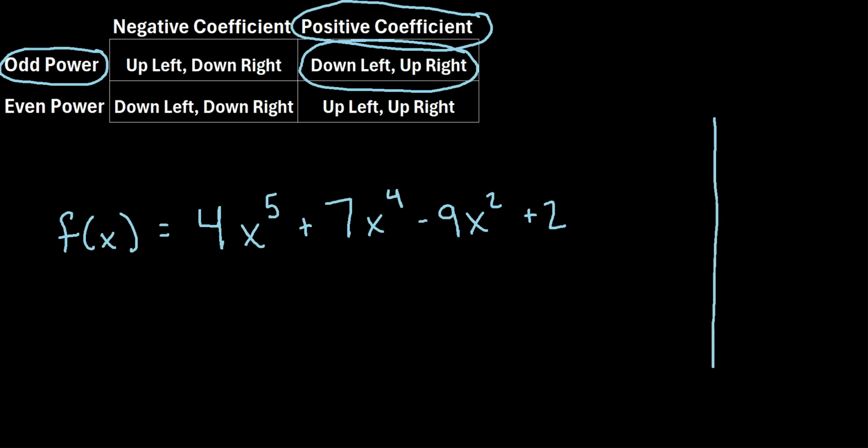Now, if you were to graph this, you would find that it looks something like this, where it does indeed go, as you get further to the right, up to the right, and as you get further to the left, it is going down to the left.